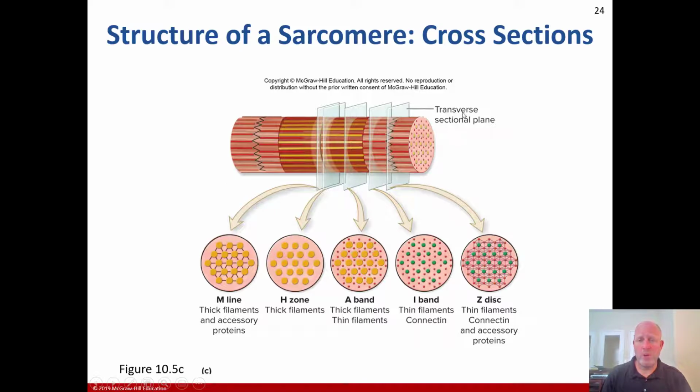And as far as a transverse or cross-sectional plane across the sarcomere, here's the M line, the thick filaments and accessory proteins. Our H zone looks like this, our thick filaments. Our A band has thick filaments and thin filaments. The I band is thin filaments with connectin. And then our Z-disc has thin filaments and connectin and accessory proteins.